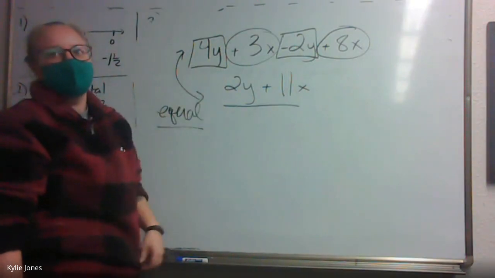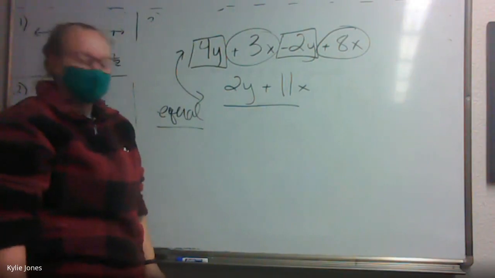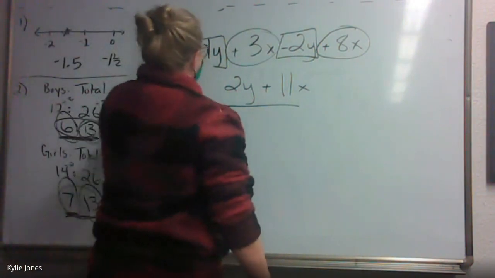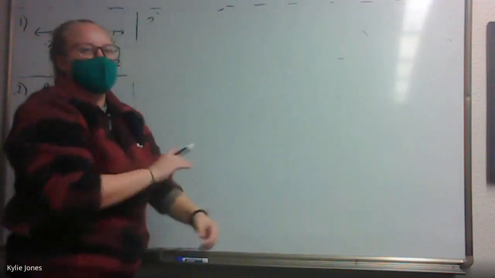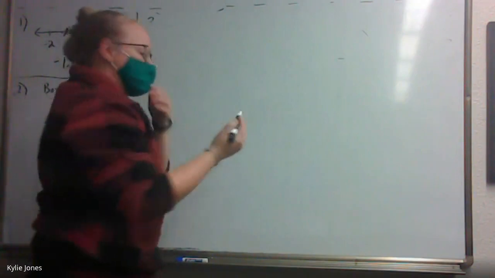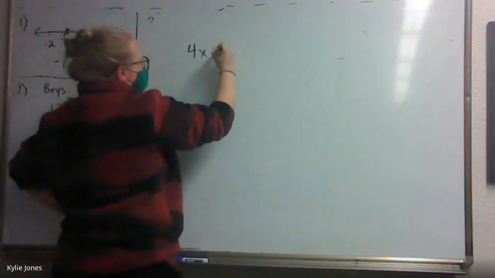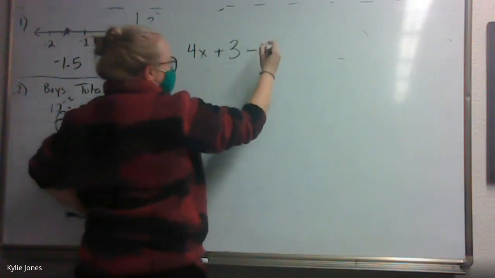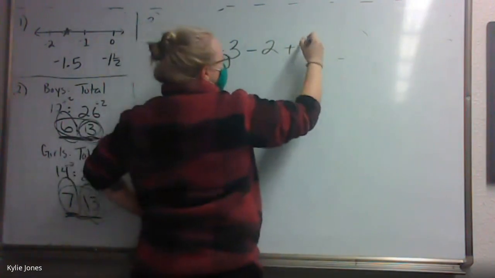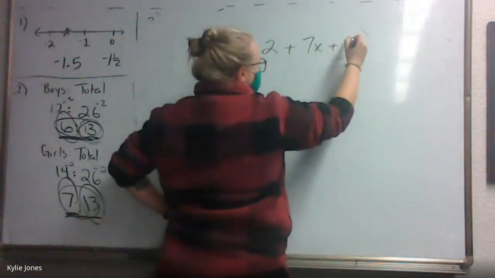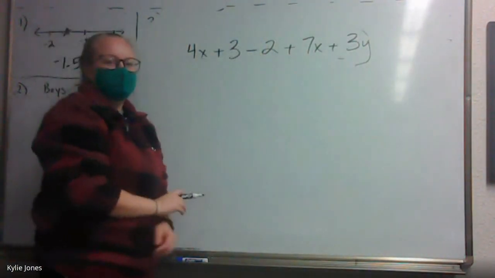Can we do that with just variables? Yeah, let's do it with 3 variables. We did it kind of with 3 variables because we did it with a constant. So let's try 4x plus 3 minus 2 plus 7x plus 3y. Lots of numbers there, right?